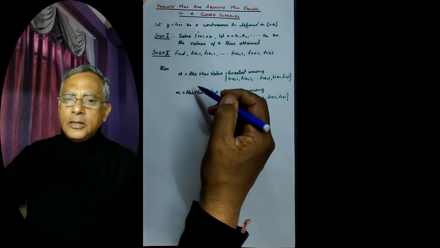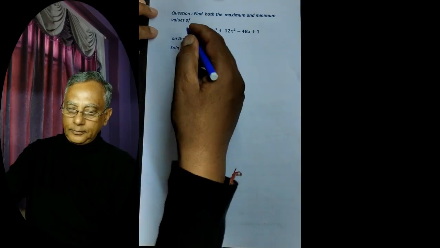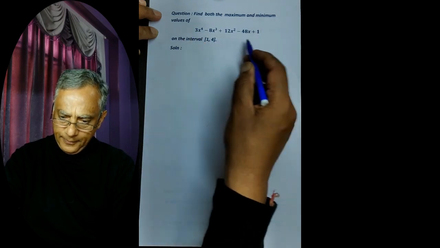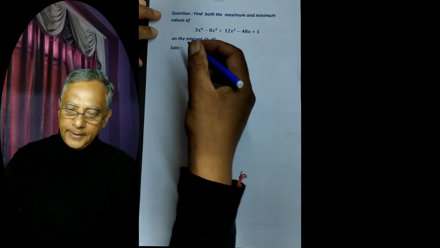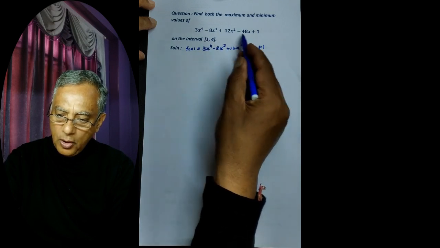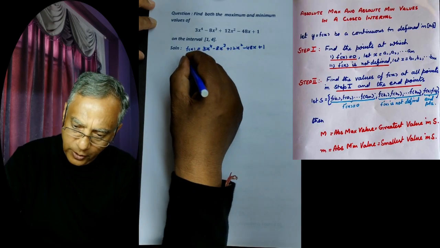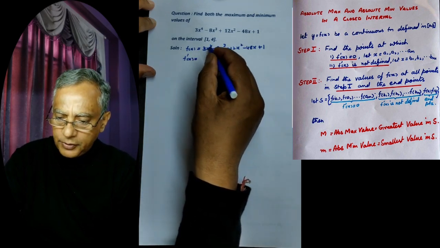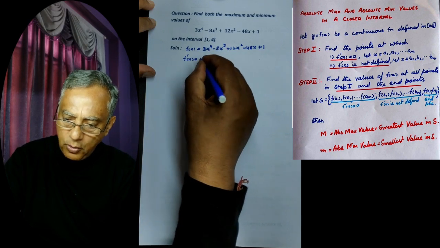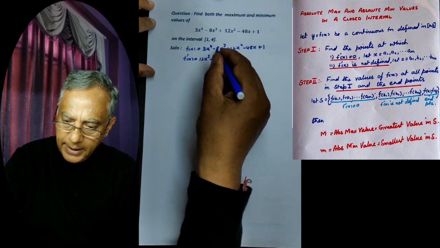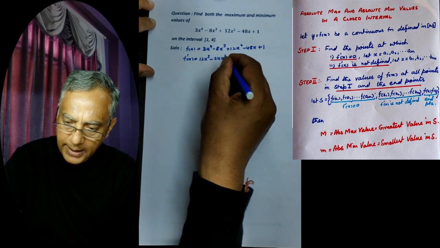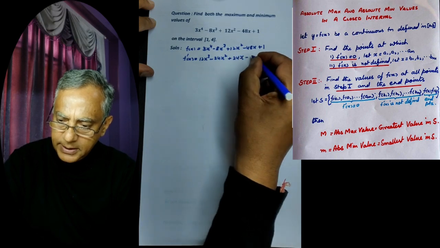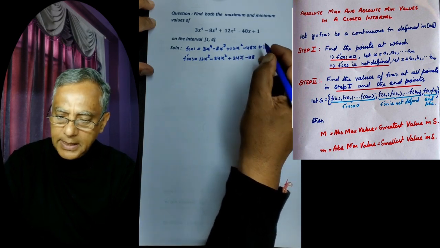Now we take up some questions based on this. Next question is to find both the maximum and minimum values of this function on the given interval. We are given f(x) equal to this. We first find f'(x), which is 12x cube minus 24x square plus 24x minus 48.